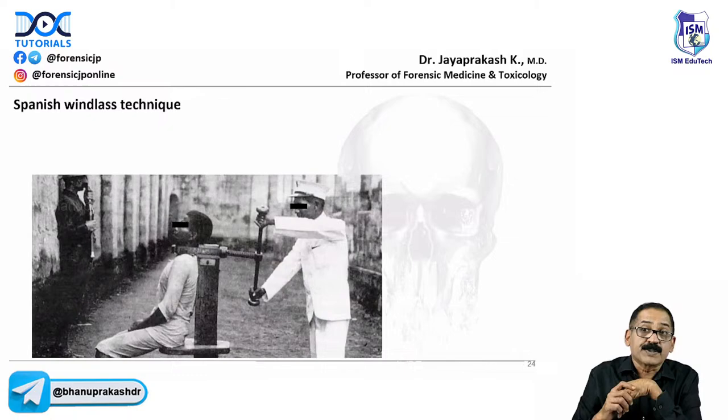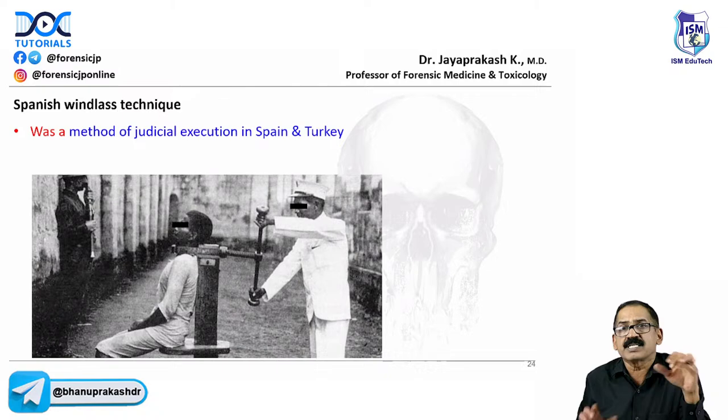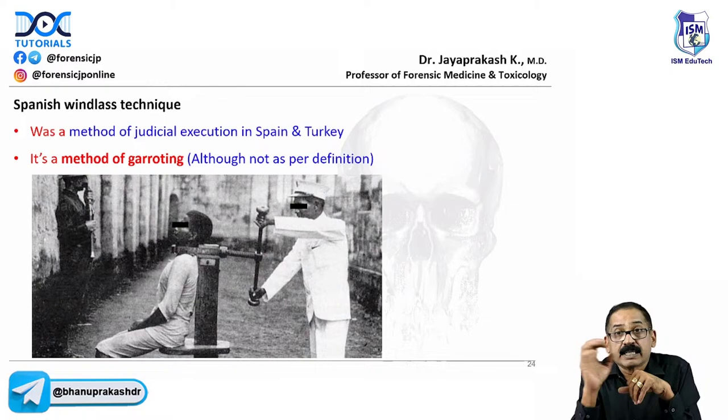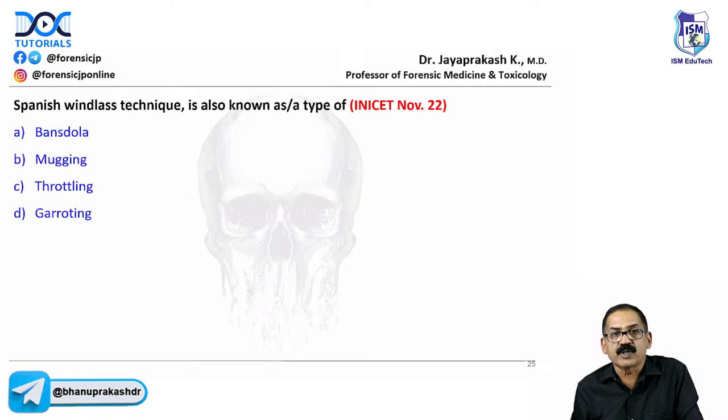Spanish windlass technique. It was a method of judicial execution in Spain and Turkey before. Now it is not practiced. The person is made to sit on a wooden chair, and a metal strap is passed around the neck and tightened from behind. They say it is a method of garroting. Strictly speaking, it is not as per the definition, but they say it is a method of garroting. Spanish windlass technique is also known as a type of garroting. Okay.